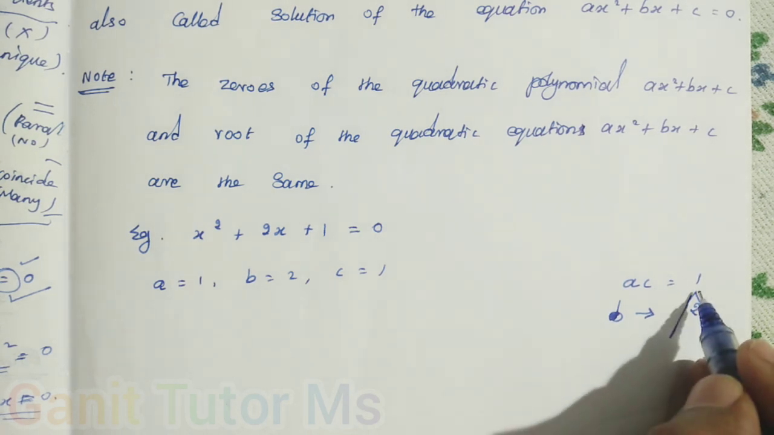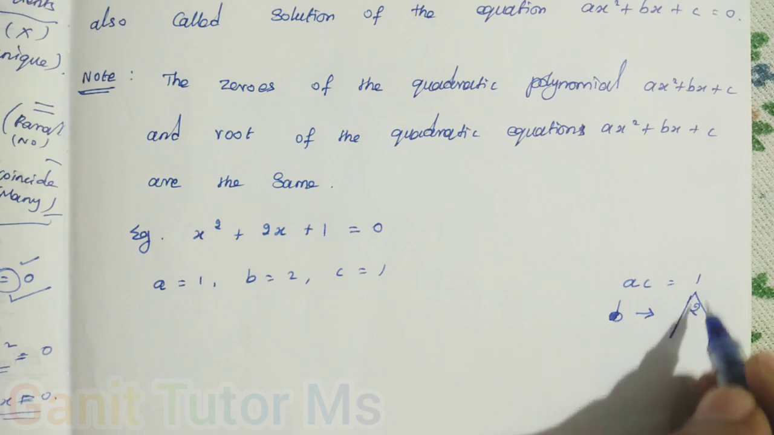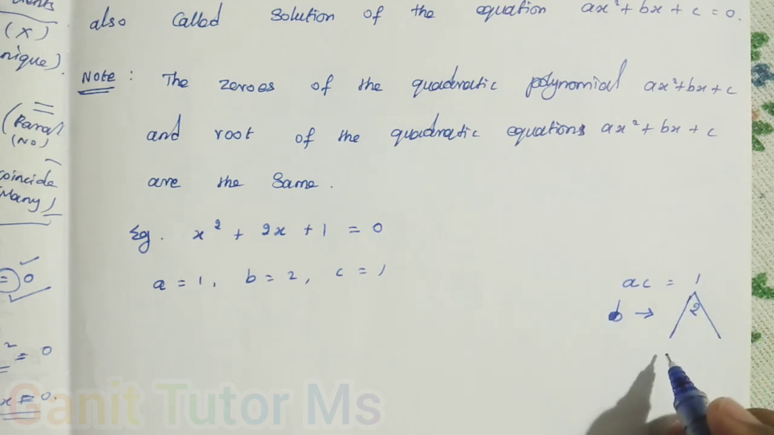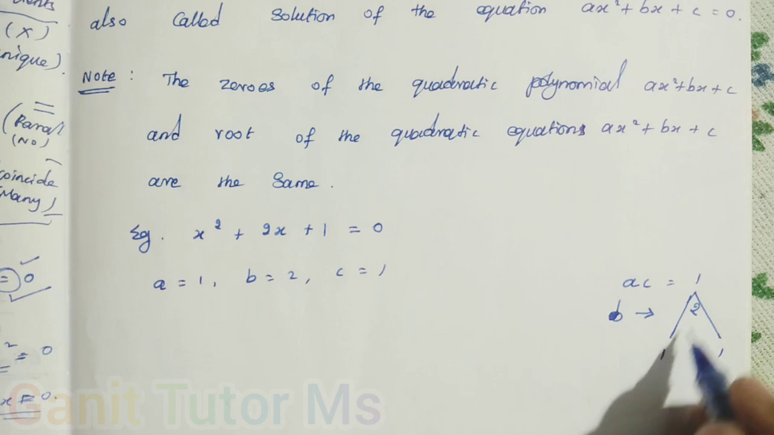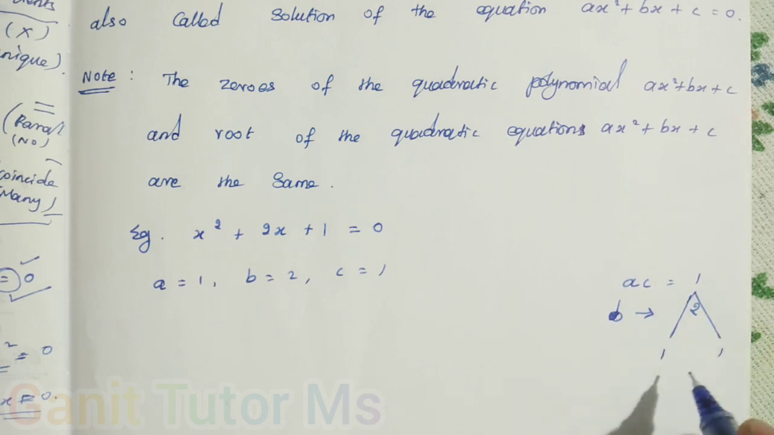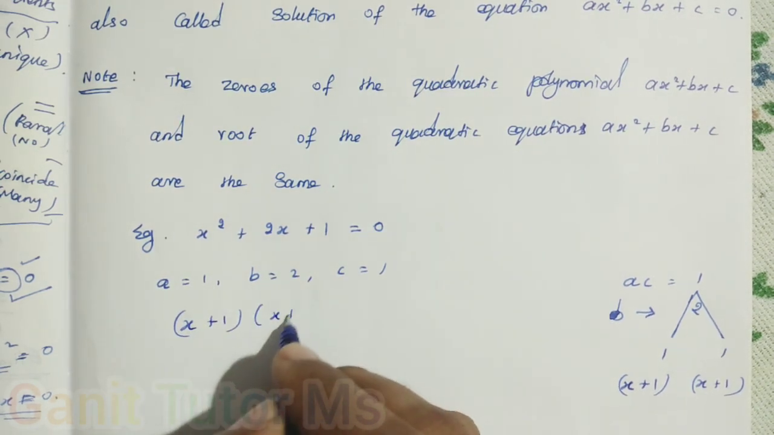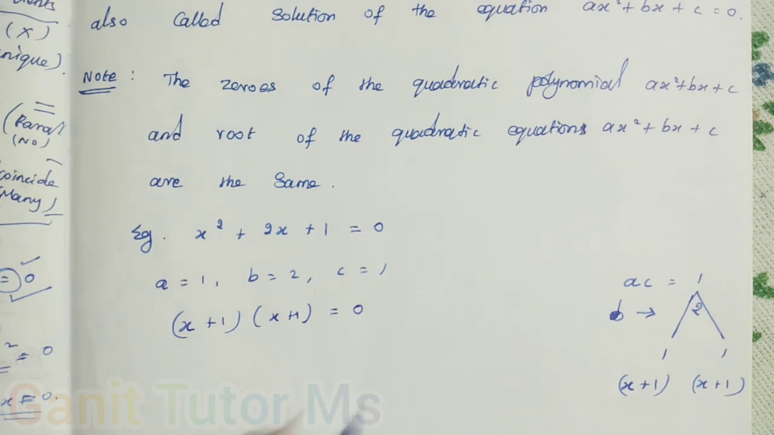When you add, the number becomes 2. When you multiply, the number becomes 1. So which are the two numbers? 1 and 1. Add it: 1 plus 1 is 2. Multiply it: 1 ones are 1. So now you can write x plus 1, here also x plus 1. Now we have found the factors. So the same thing: x plus 1 into x plus 1 equal to 0.